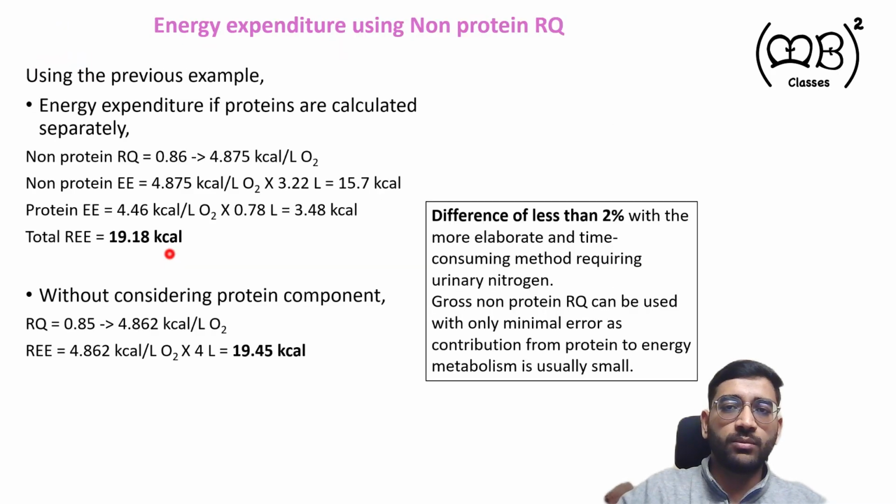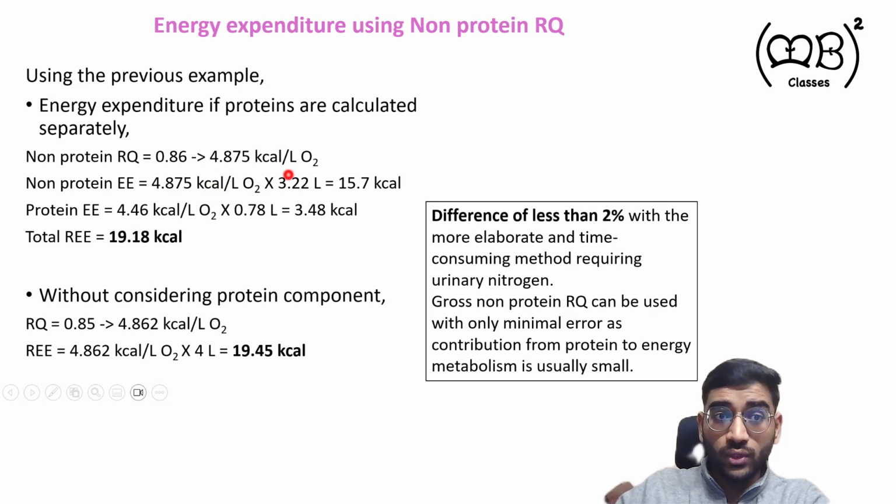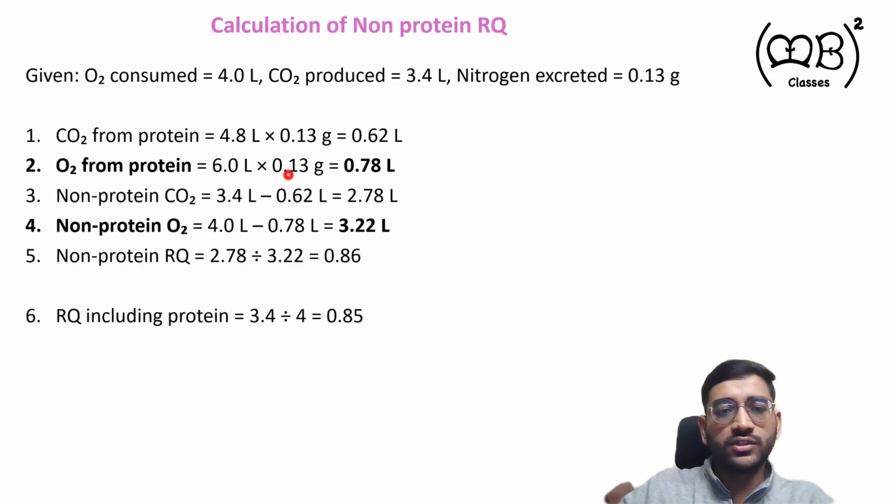Let's put them in formulas and calculate the energy expenditure using non-protein RQ. Using the same example, non-protein RQ was 0.86, which gives us 4.87 kilocalories per liter of oxygen. So non-protein energy expenditure would be 4.8675 kilocalories per liter of oxygen times the non-protein oxygen consumed. The non-protein oxygen consumed was 3.22, and oxygen consumed from protein was 0.78.